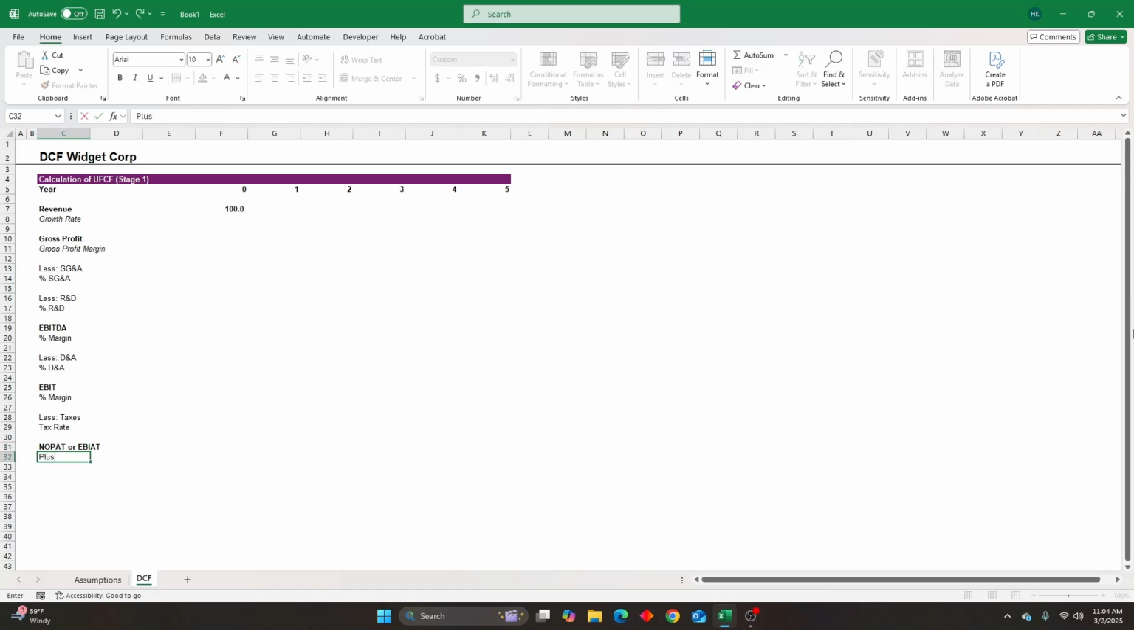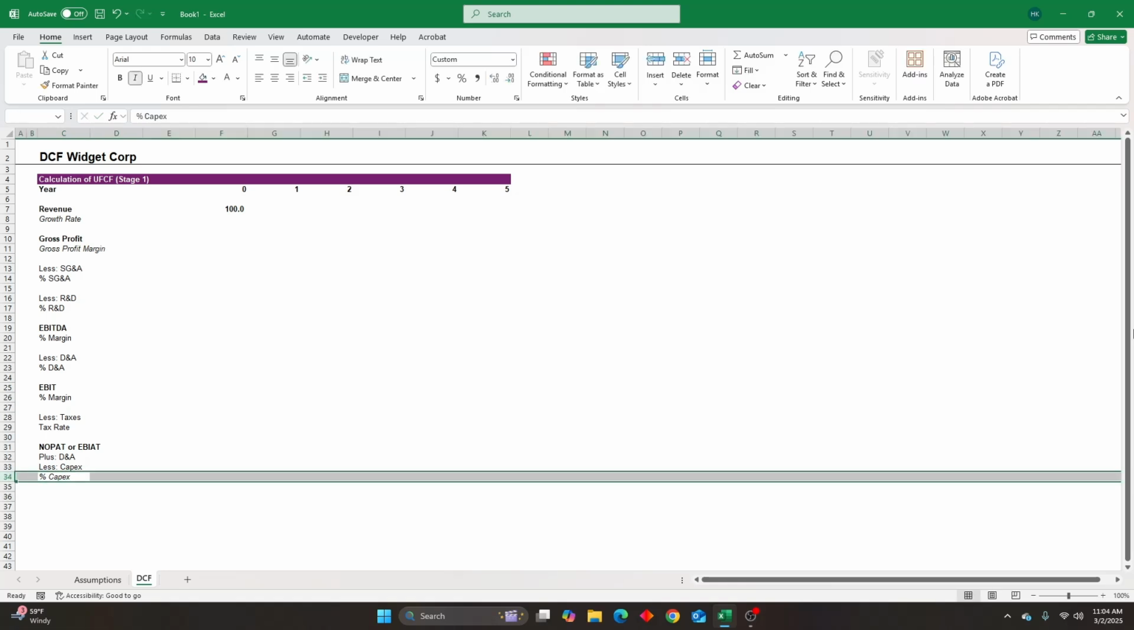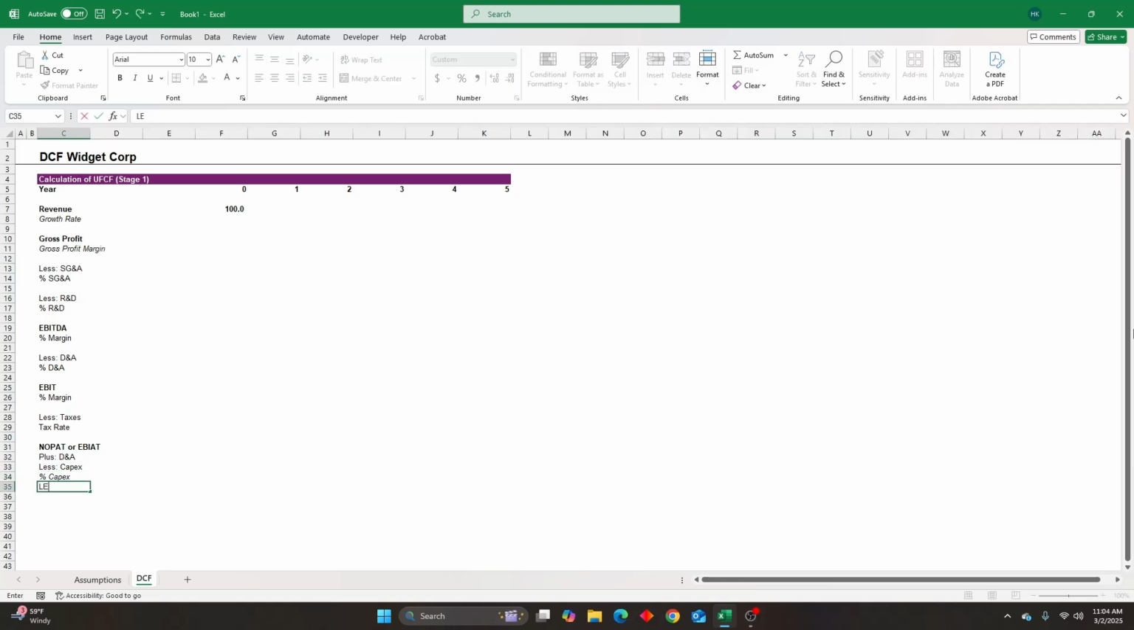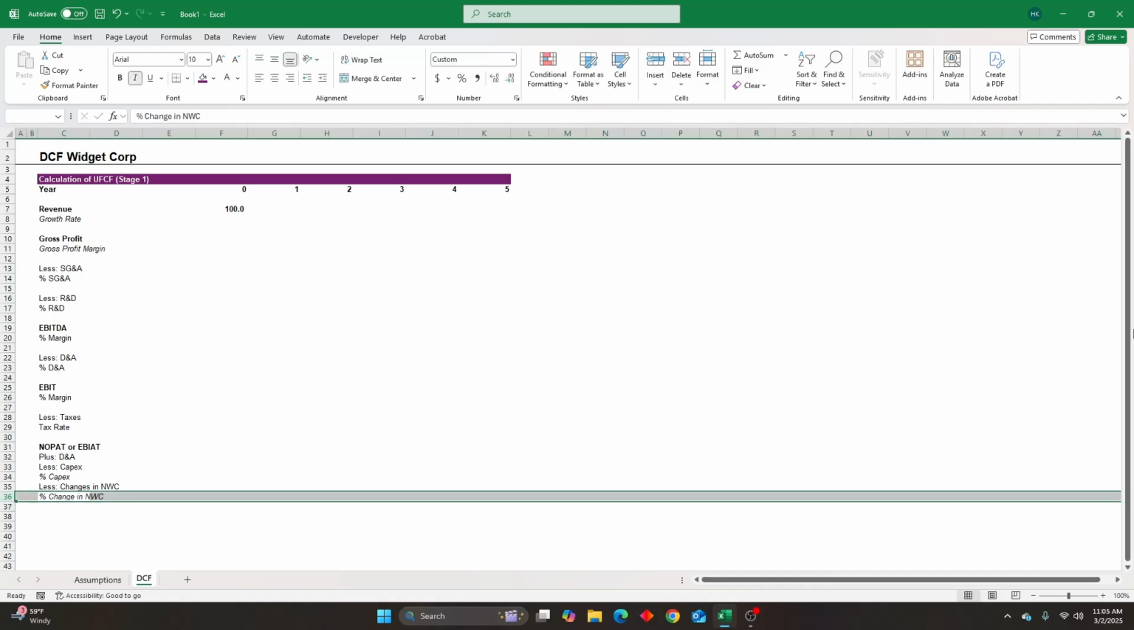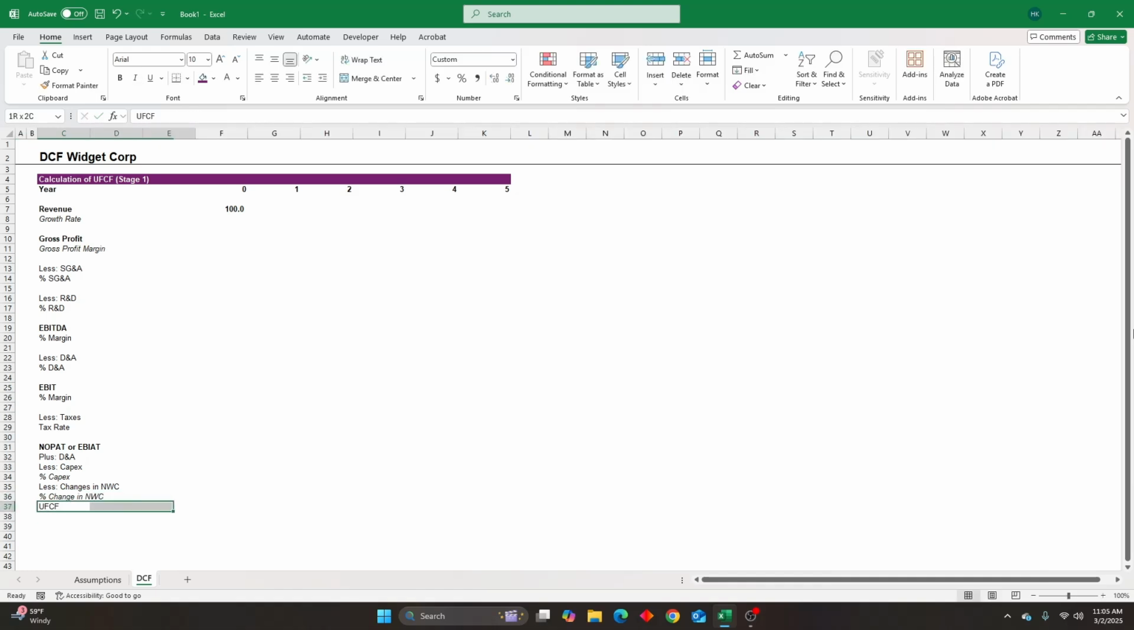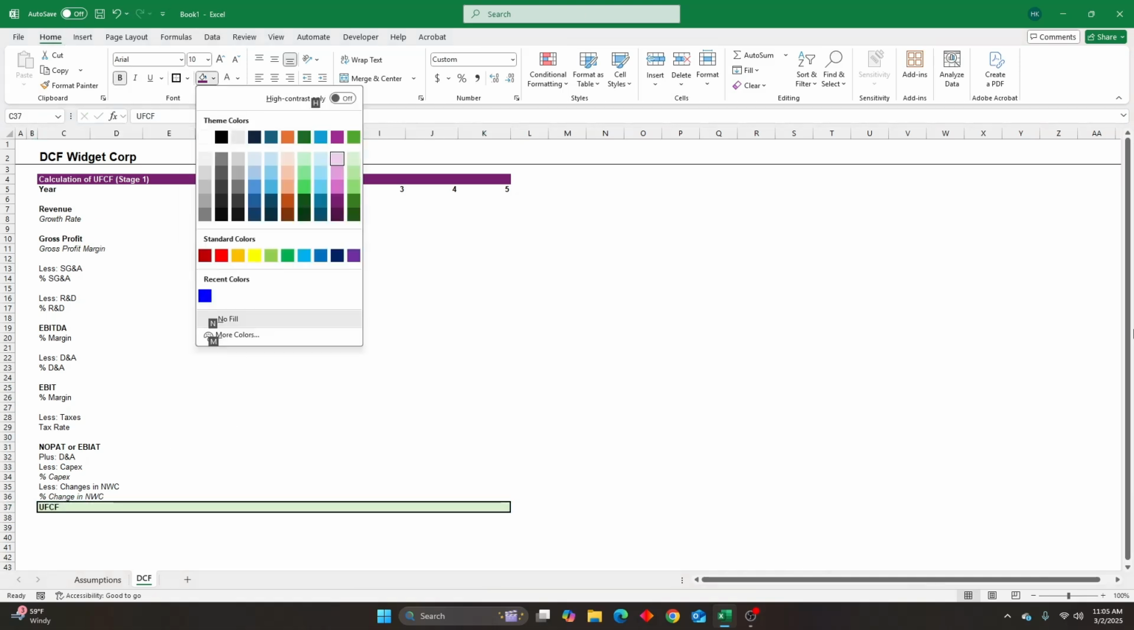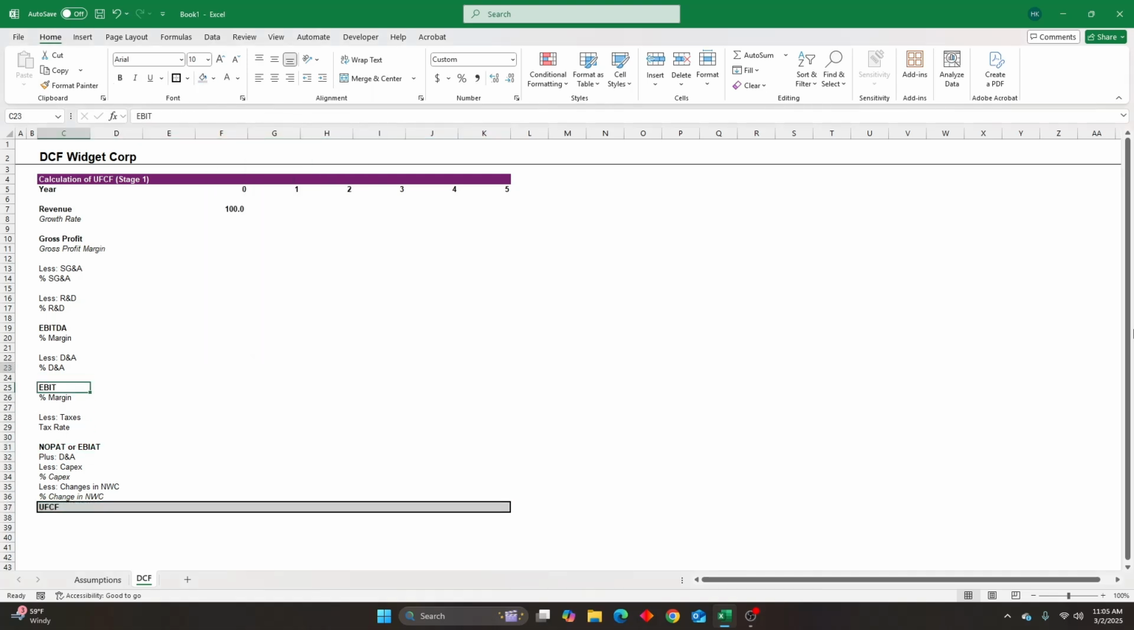And to this number, we're going to add back our D&A. We're going to subtract out our capital expenditures. Then we're going to take out our changes in net working capital, because we're trying to calculate free cash flow. And this will be percent. Just like that. And this will get us to our unlevered free cash flow here, which will be our bottom line item for our stage 1 free cash flows.